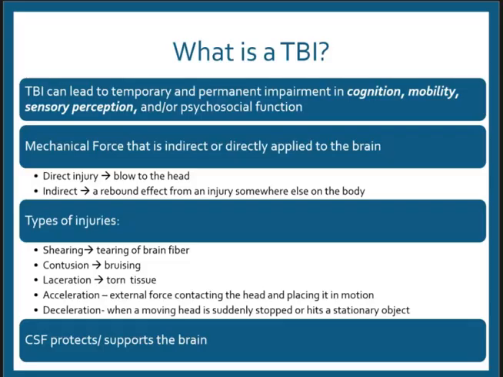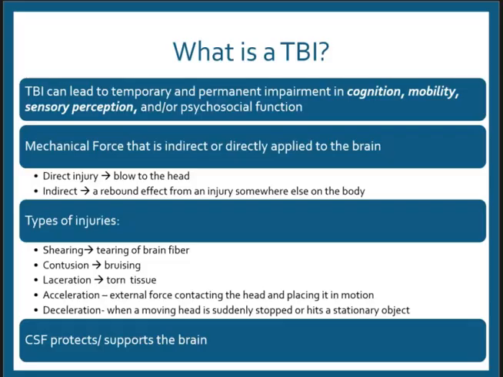There are types of injuries. We can have shearing injury, so tearing of brain fiber or brain tissue, contusion, which is bruising, laceration, torn tissue, and then we have A-cell, D-cell injuries, and that is also what we call like whiplash. So acceleration is an external force contacting the head and placing it in motion, and then deceleration is moving the head so suddenly that it hits a stationary object.